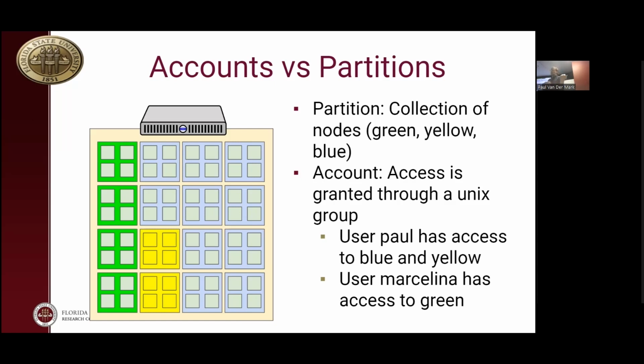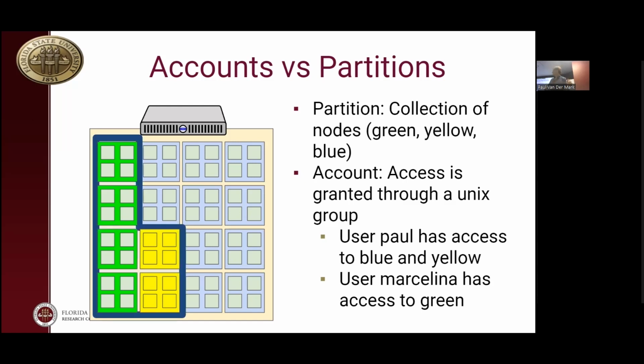So what I said before, currently every account is tied to only 1 partition, but in this example, my account is tied to 2. So my account gives access to blue and yellow. We're going to go into this in the future, but I submit to that account and I can run on both sets of nodes. While this user, Marcelina, I've never heard of her, can only submit to these blue nodes.